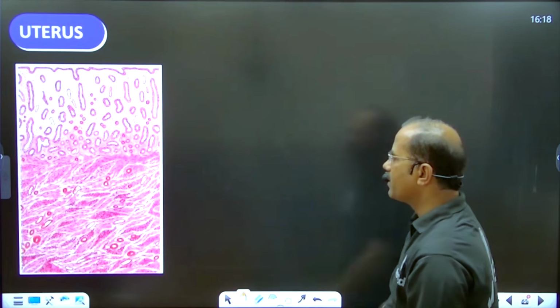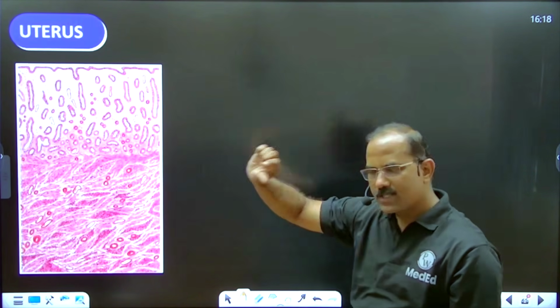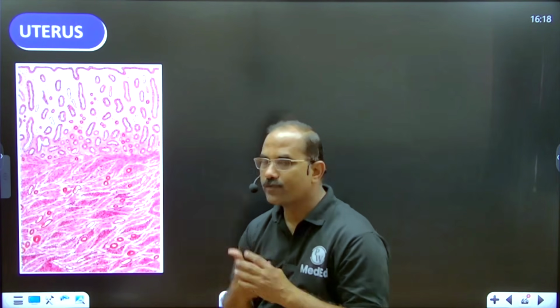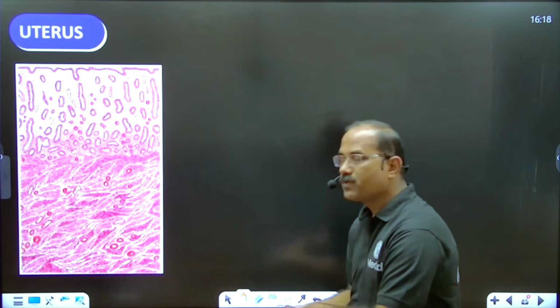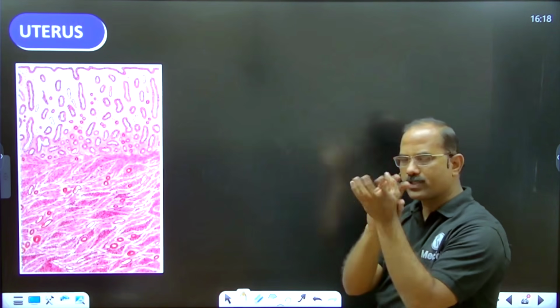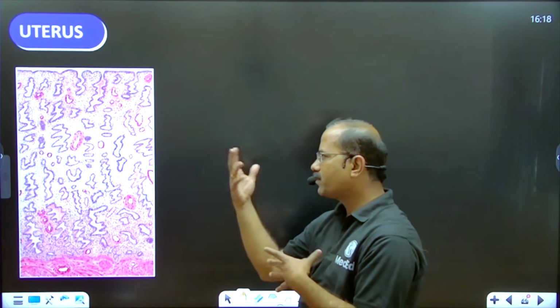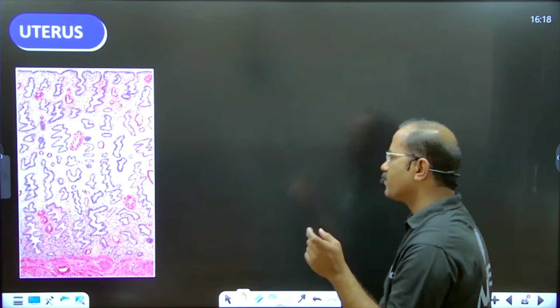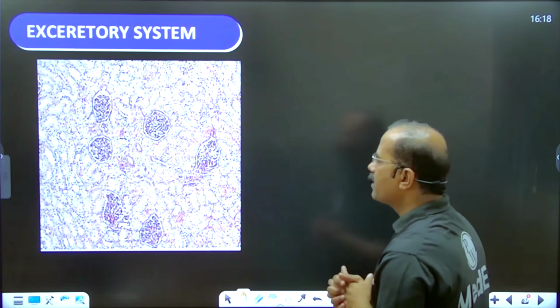Okay, ciliated columnar. You get glands here, you get muscles here. The glands are small. This is the proliferative phase of the uterus. In the menstrual phase, the glands become corkscrew and the muscles are seen less. The glands have a more corkscrew appearance. This is the uterus, the menstrual phase of the uterus.